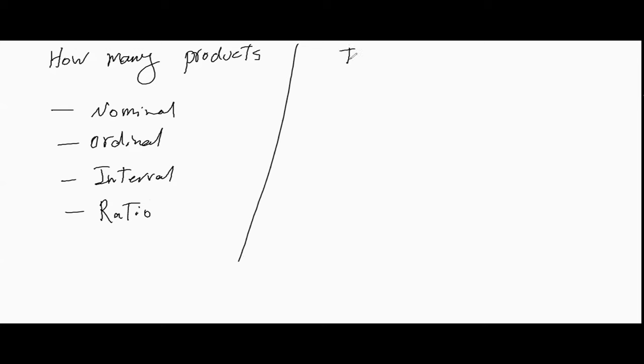So now another one. We have two products, A and B, and we ask our customers if they buy A or they buy B. So we go to each person and ask them, do you buy A or B? One person says A, another person says B. What is the level of this data? Let's see if it's nominal. Can we categorize people based on whether they buy product A or product B? Yes. So it is nominal.